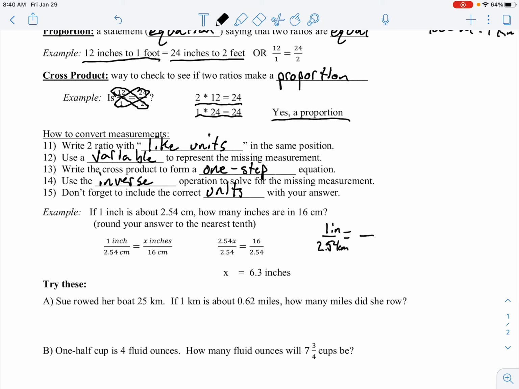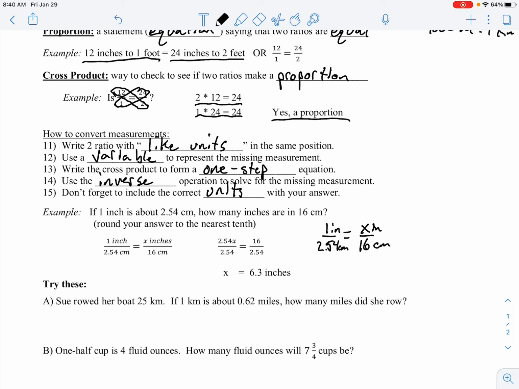Now here's what it means when it says with the like units in the same position. If I have inches up top, then I want inches up top on the other side too. So we're worried about 16 centimeters. How many inches? Well, we don't know how many inches, so we're going to use our variable, x inches, to 16 centimeters. So we've got inches up top, centimeters on bottom. This is how we're always going to set up our proportions to find that missing value.